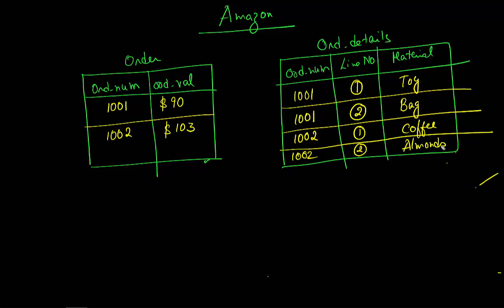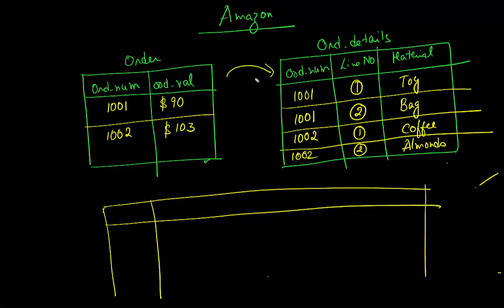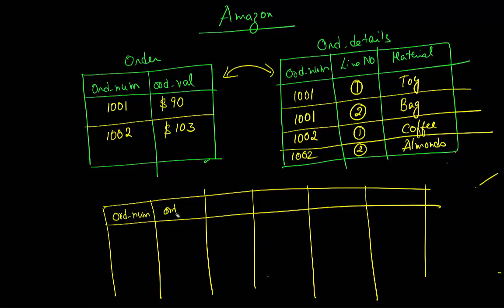Now, our intention is to have, typically data frames for analysis tend to be very flat because you can't do much of an analysis with this kind of a structure. So you tend to flatten your data like so. So order number, order value, line number, material, so on and so forth.